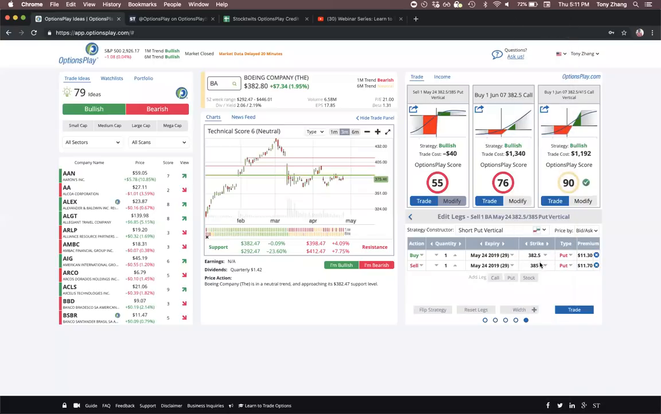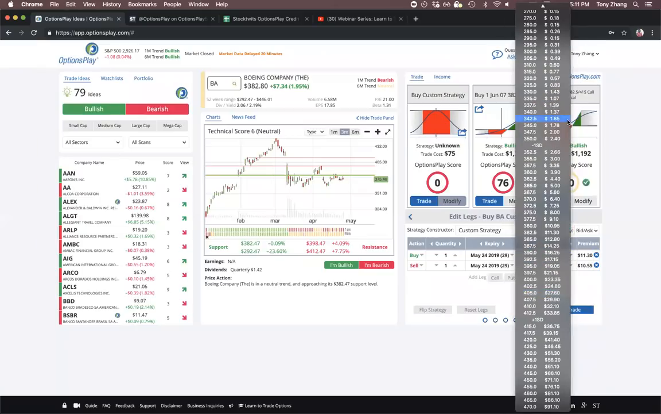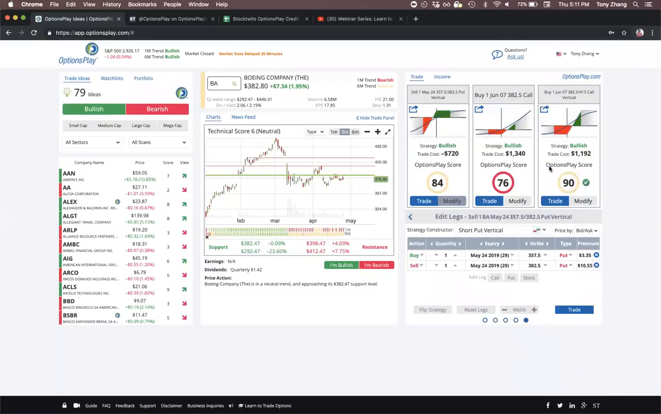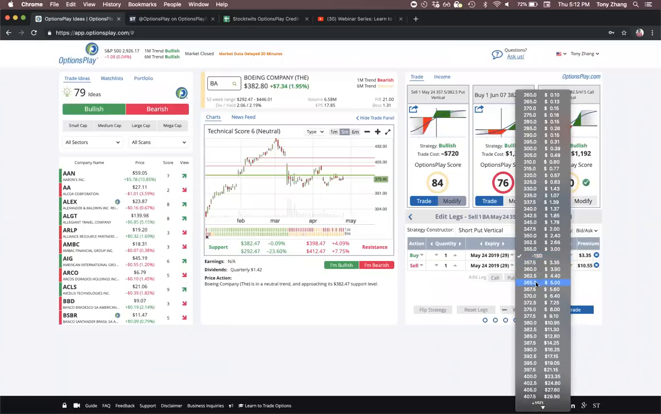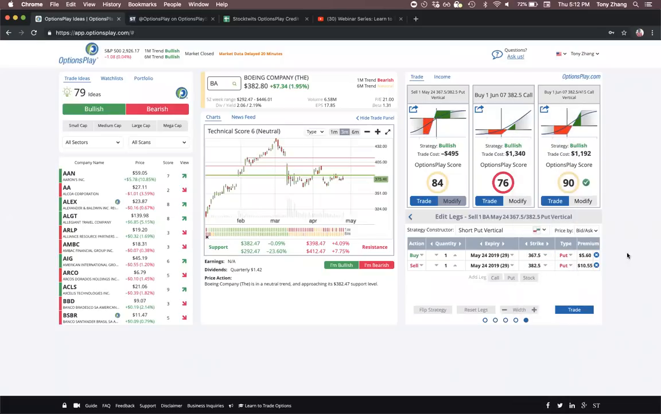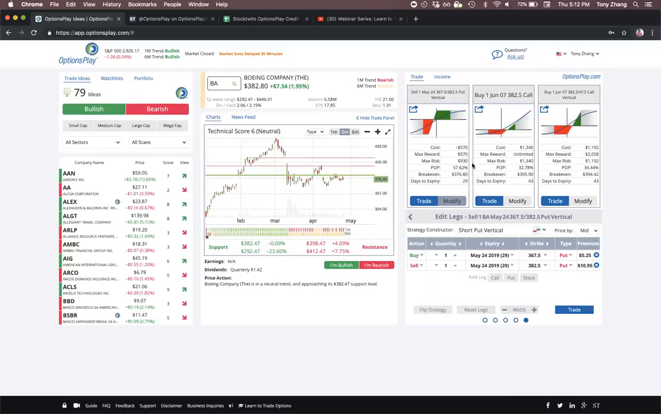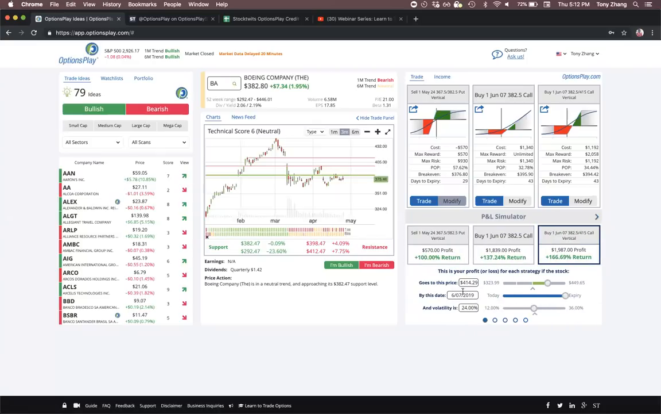So maybe here what I would do is sell a 382.5 and buy back maybe a 357.5. Or no, that's probably too wide. A $15 wide credit spread, collecting roughly a third of that, $570. As long as this Boeing stock stays around 380 or 390 or so, I'm able to collect my $570 profit while risking $930. So this is what I would consider a fairly decent entry point for going short a credit spread on Boeing.